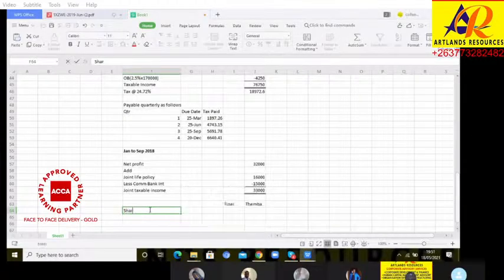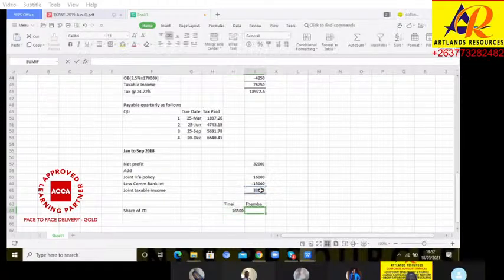income. Share of joint taxable income. They were 50% partners, so this is multiplied by 0.5, and then again this is multiplied by 0.5. That's their share of joint taxable income.